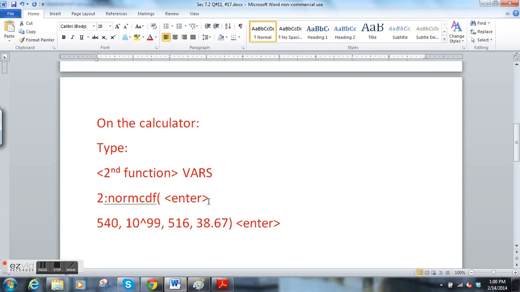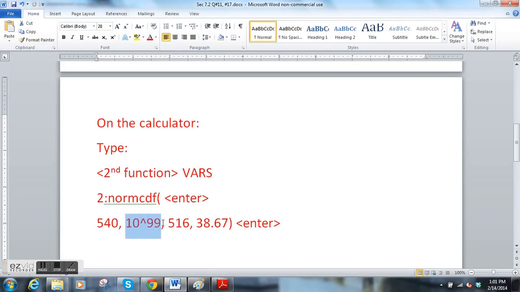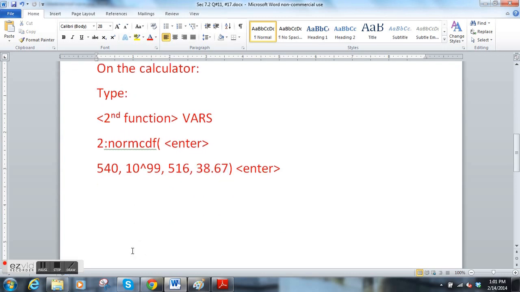This is what we did in chapter 6. It's all exactly the same. So now you type in the lower bound, that's 540. The upper bound is infinity, but you can't type in infinity, remember? It's from 540 on up. So you just type in 10 to the 99, comma, mean, 516, comma, standard deviation, 38.67. Again, I had to round. And then the calculator gives you 0.2674. So the book gives you a slightly different answer, and it's because of this standard deviation. So don't worry about it. This is close enough. So I suggest you use your calculator and stop the video right now.